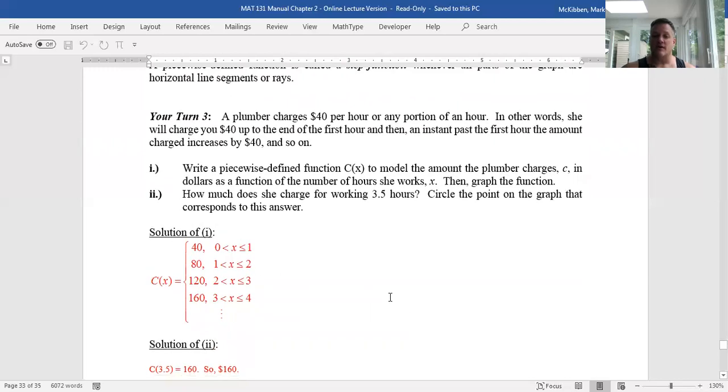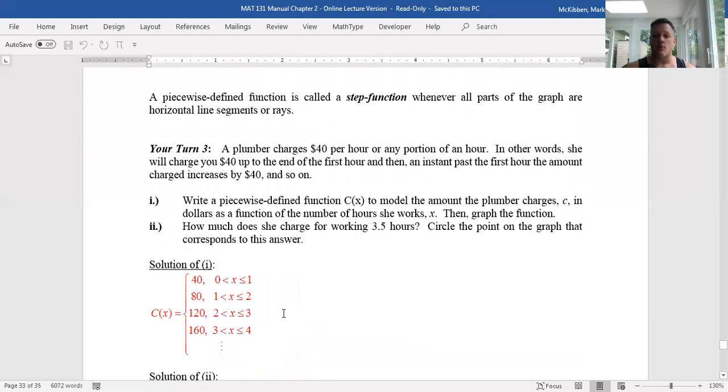And so the graph here, I don't have the graph shown here, but the graph basically would look like, it would be 40 with an open circle at 0 and a closed circle at 1. And then the next piece would jump up to 80, open circle to closed circle at 2. Then would jump up to 120 with an open circle at 2 and a closed at 3, and so on and so forth. Right? So you get literally a step-by-step linear function.